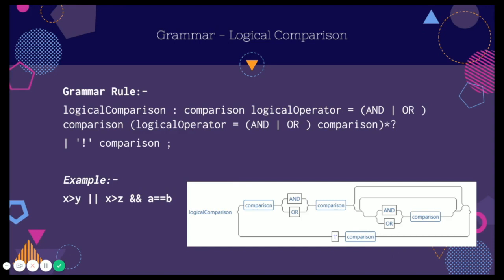We can see in the grammar rule that comparison statements are evaluated and then their results are compared through and or operators. We can also get the inverse of the comparison using the not operator. In this example, the condition will evaluate to true only if either of the or statements on the left side of and is true and the statement on the right side of and is also true.